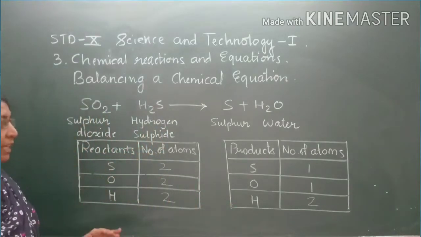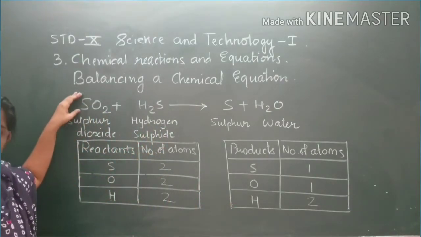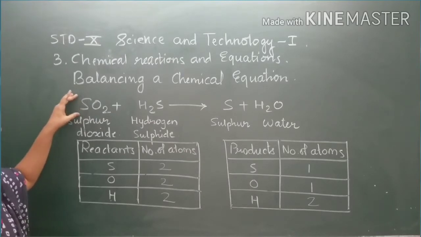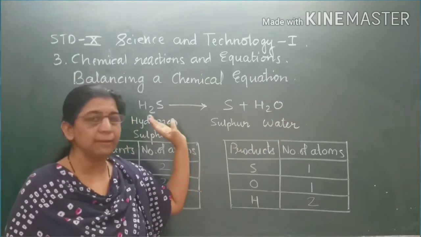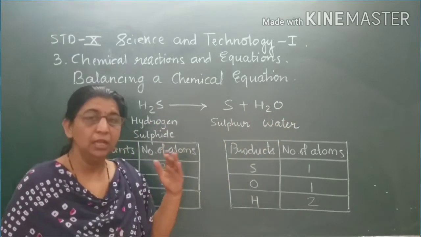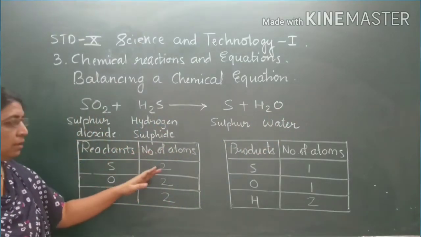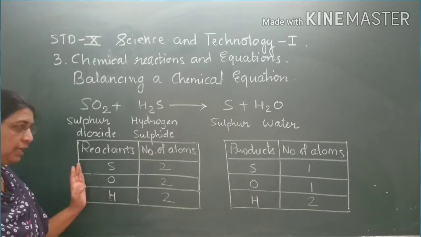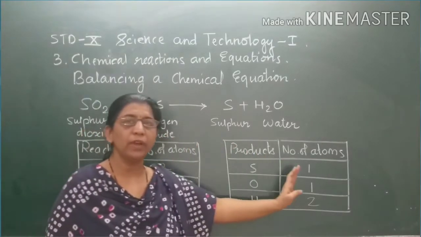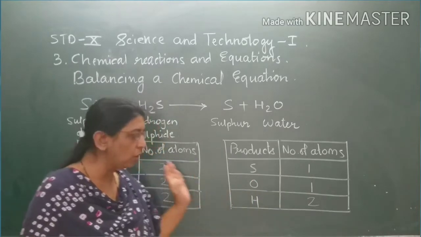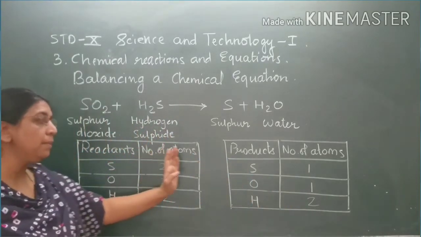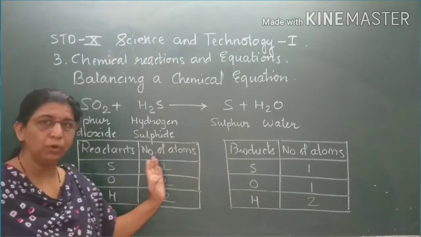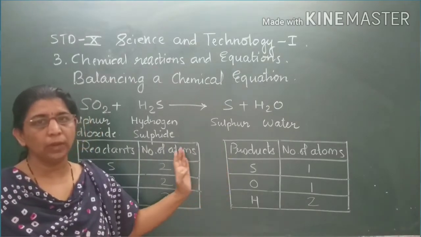Step 1 is, whatever reaction has happened, write down that reaction in equation form. This is step 1, which we have already written here. Step 2 is to write the number of atoms in the reactants and the number of atoms in the products, which we have already written on the board.